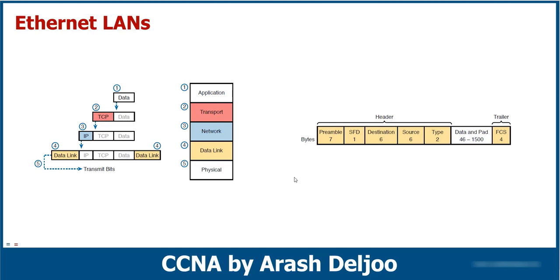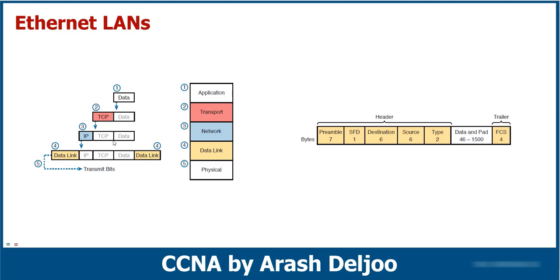Let me review some of the topics you learned in previous videos. You know that in TCP/IP we have five layers: application, transport, network, data link, and physical. When we need to send data or a message, first the application creates that message, then the transport makes some changes on this data, and finally we will have the segment.